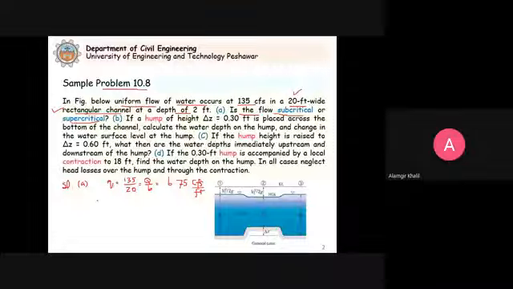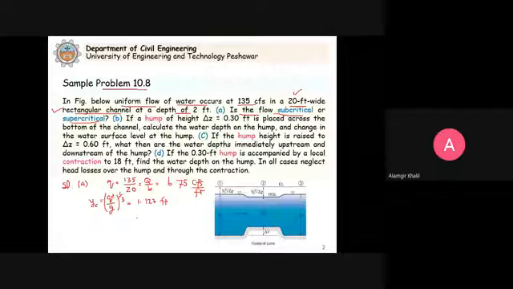Now we can calculate the yc, which is the critical depth. So yc is equal to q square divided by g, to the power 1 by 3. Now you can put the values, take care of the units. Try to keep the units consistent when you solve the problem to avoid any possible mistakes. Now this answer comes out to be 1.123 feet.